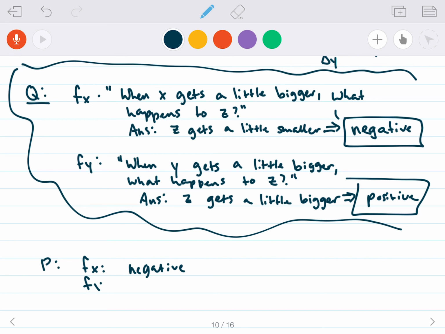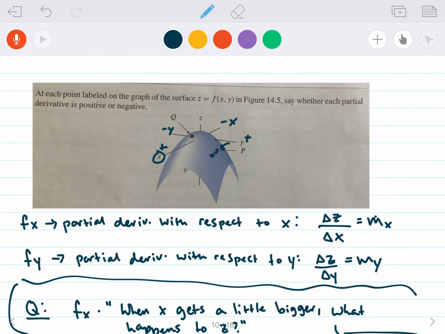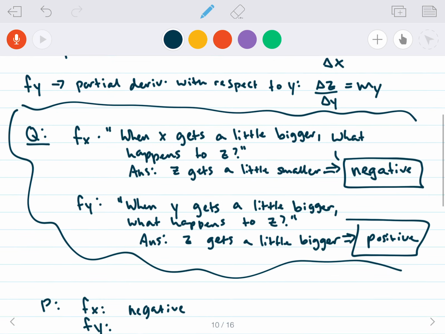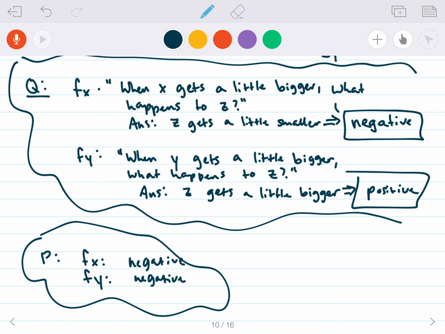What about the partial derivative with respect to y? Again, we're looking at point P. When we move a little bit in the positive y direction, so if I go this way a little bit, what's happening to z? Well, again, I'm moving a little bit down from where I initially started. So this is going to be negative as well. Okay, so that is my answer there.